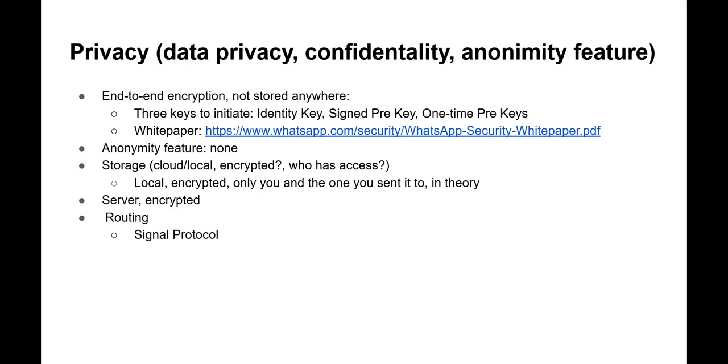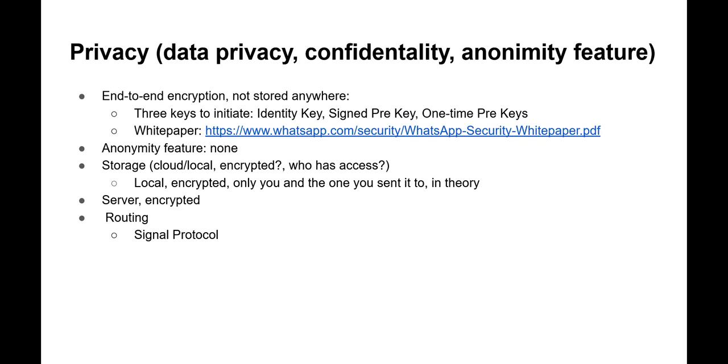Alongside the routing and the other protocols, there is the message transport protocol. There are three main keys that are used to initiate and are created at the time of installing and creating a new account in WhatsApp. The three keys are the identity keys. Just a disclaimer, these are all pairs of keys, so they have a public and a private part. So the identity key pairs, the signed pre-key pairs, and one-time pre-keys.